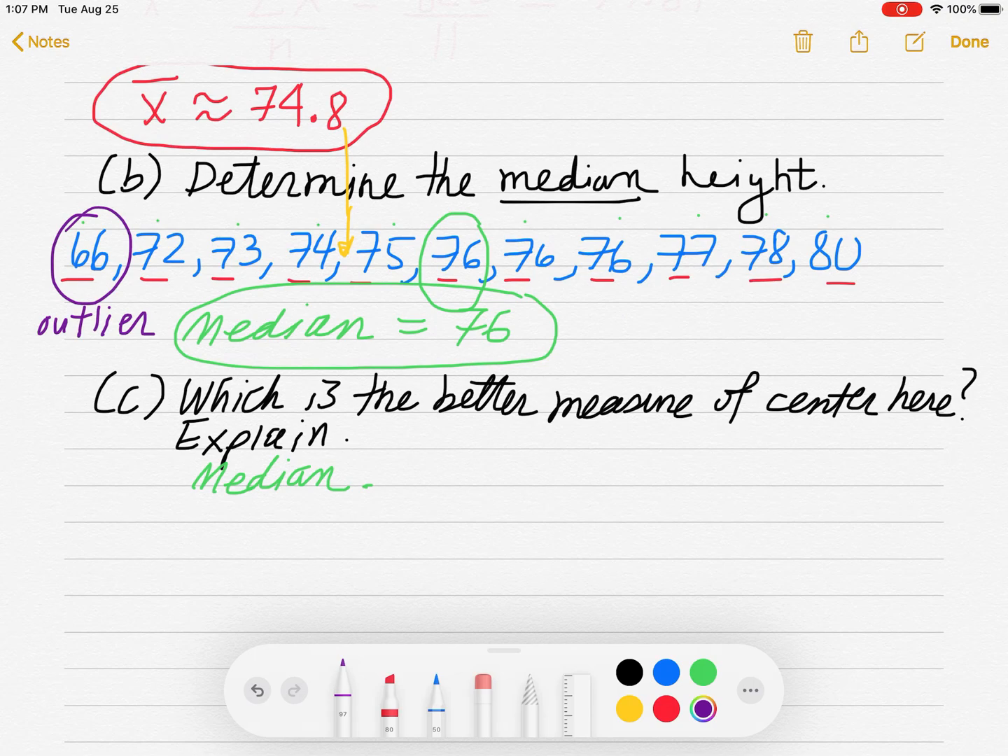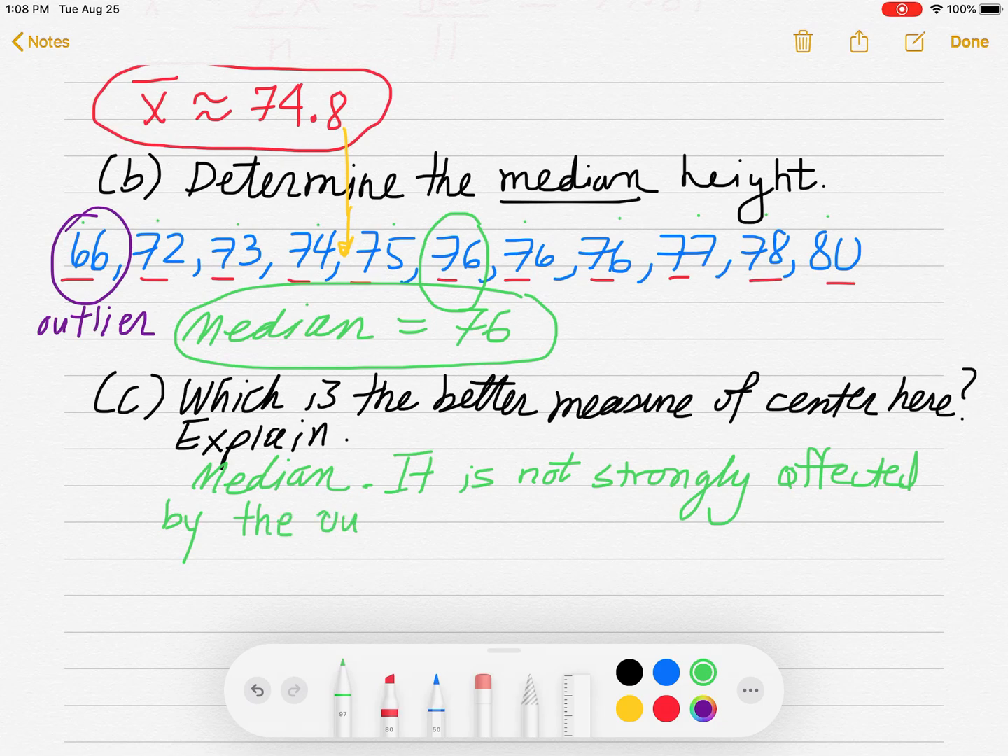It turns out the median does not get affected very much by outliers. So which is the better measure of center here? The answer is median. It is not strongly affected by the outlier. An outlier is a data value that's far away from the others, like 66.